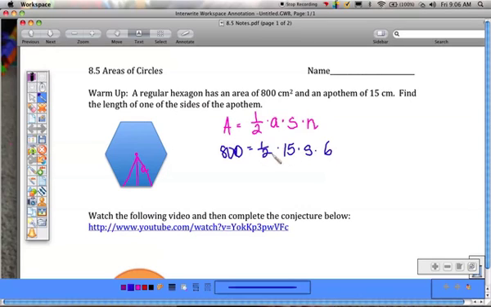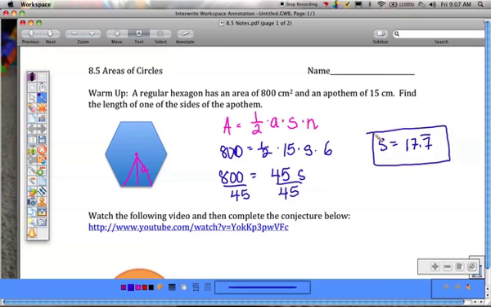So let's do the right-hand side first. We have 1/2 times 15 times 6. We're going to multiply those together, and we have 45 times the side length equals 800. We're going to divide each side by 45, and then we'll get how long each side is. It's equal to 17.7 repeating. You can round to 17.8 as well. So there it is. So again, for these problems, start with the correct equation, plug in what you know, and solve for what you don't know.